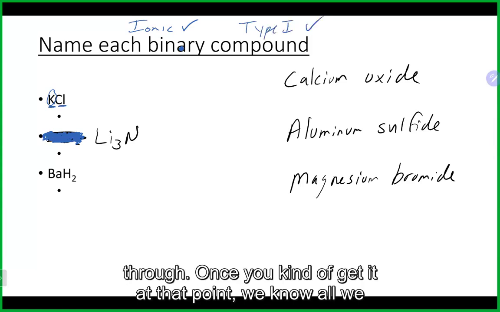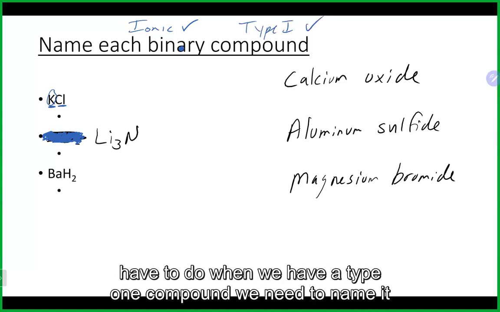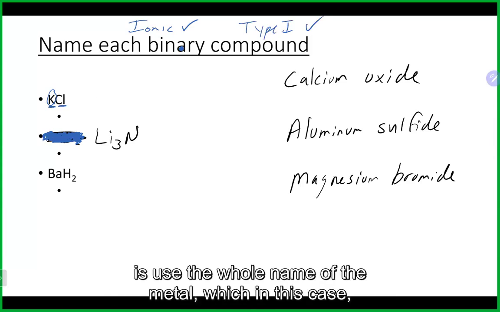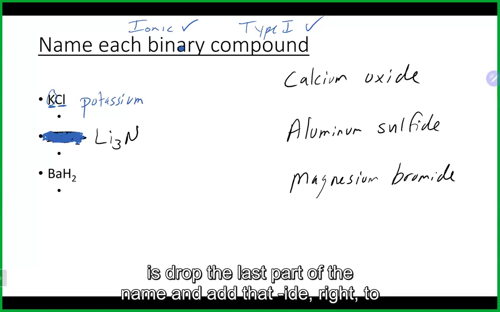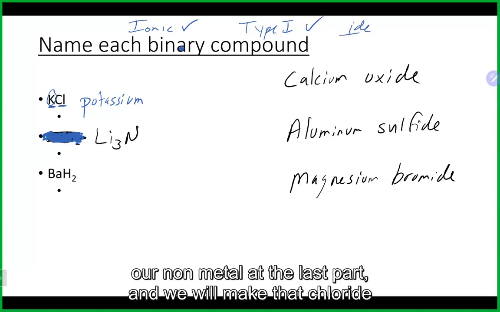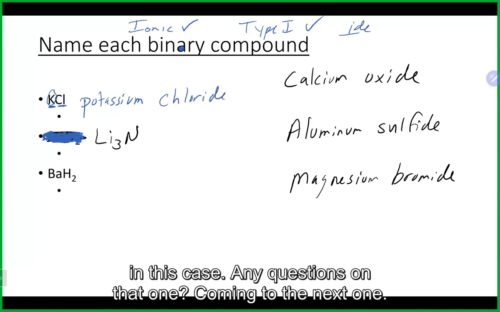Once you kind of get it at that point, we know all we have to do when we have a type 1 compound and we need to name it is use the whole name of the metal, which in this case should be potassium. And all we have to do for our nonmetal again is drop the last part of the name and add that IDE to our nonmetal at the last part. And we will make that chloride in this case. Any questions on that one?